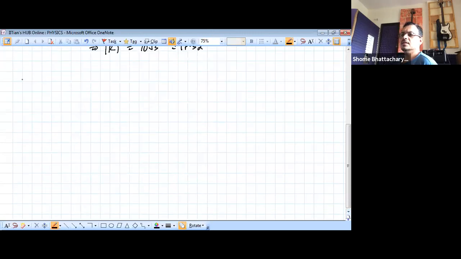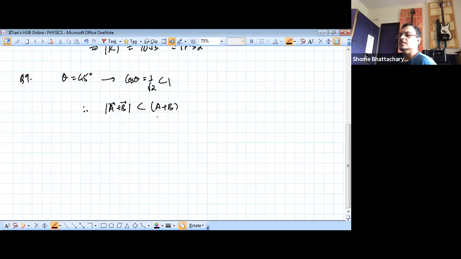So question number 9 is again the angle theta between the two vectors is 45 degrees. Now you can see when the angle theta is 45 degrees, that means cos theta, which is 1 by root 2, is less than 1. So definitely that means the magnitude of a plus b will be less than the sum of the magnitudes. But at the same time, it will also be greater than root of a square plus b square.